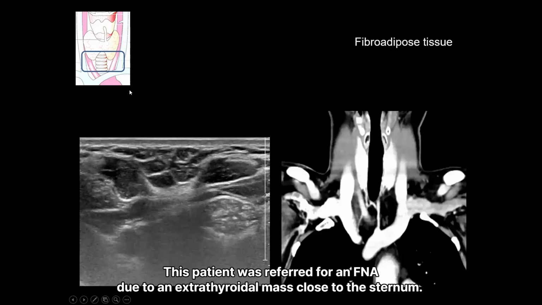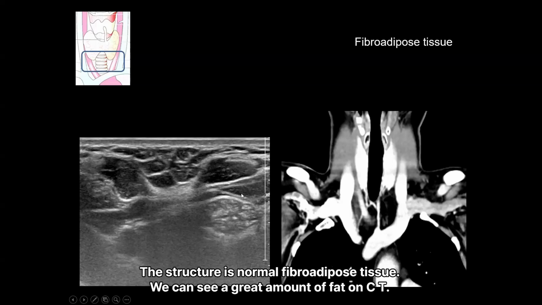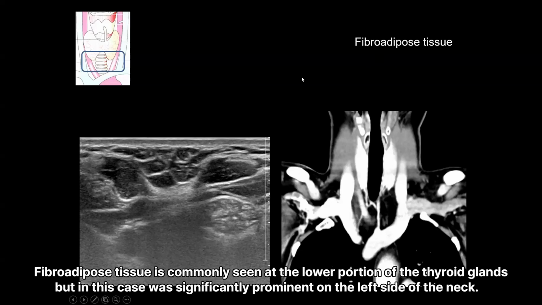This patient was referred for an FNA due to an extrathyroidal mass close to the sternum. The structure is normal fibroadipose tissue. We can see a great amount of fat on CT. Fibroadipose tissue is commonly seen at the lower portion of the thyroid glands, but in this case was significantly prominent on the left side of the neck.